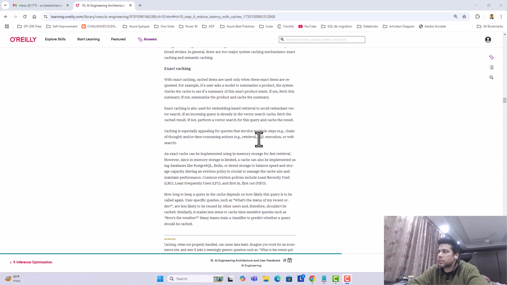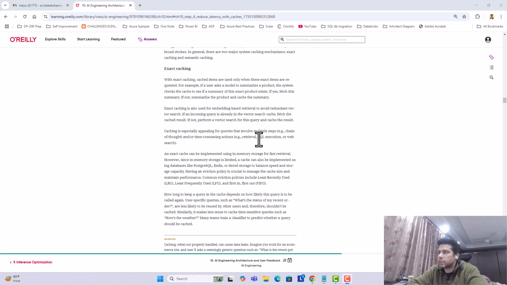With exact caching, cached items are used only when these exact items are requested. For example, if a user asks a model to summarize a product, the system checks the cache to see if a summary of the exact product exists. If yes, fetch this summary. If not, summarize the product and cache the summary. Exact caching is also used for embedding-based retrieval to avoid redundant vector search. If an incoming query is already in the vector search cache, fetch the cache result. If not, perform a vector search for this query and cache the result.